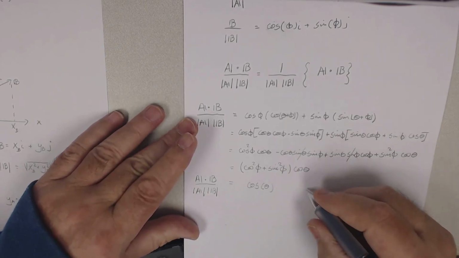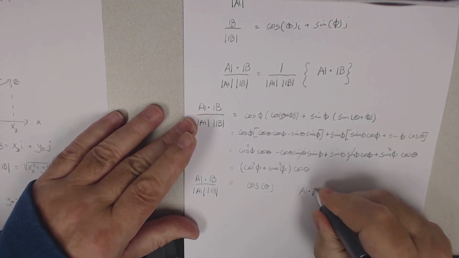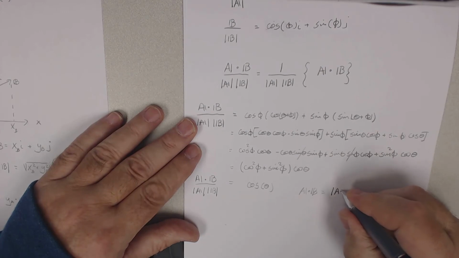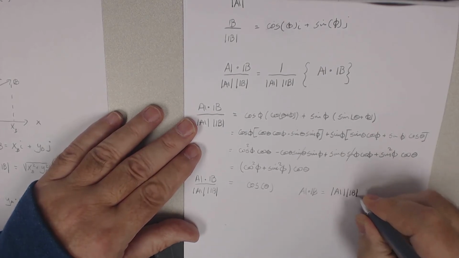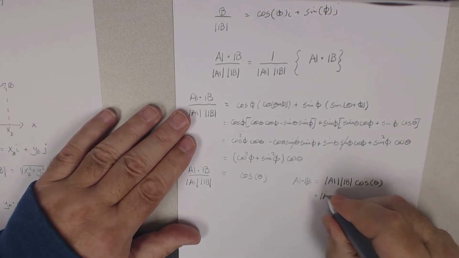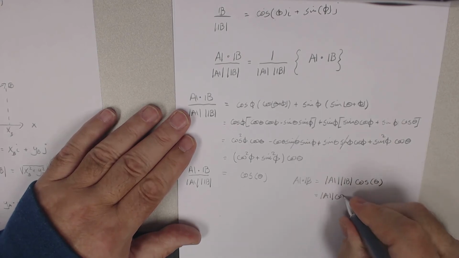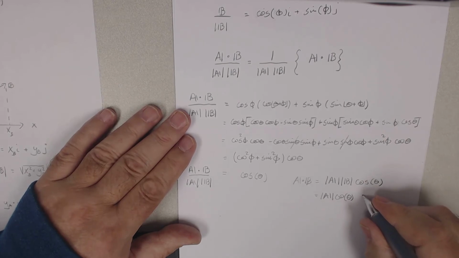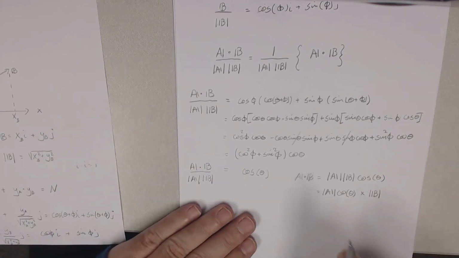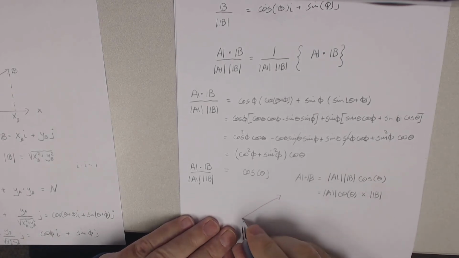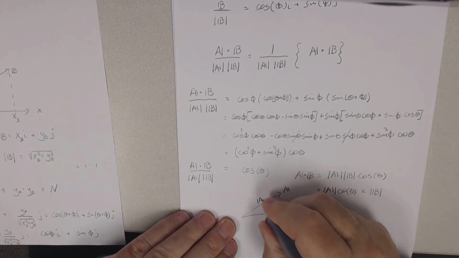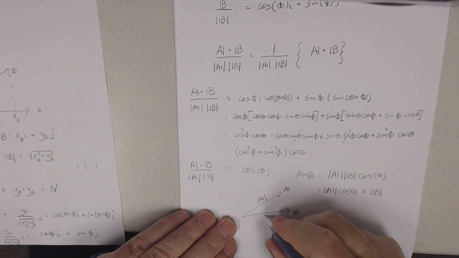then if we multiply this out, we have A dot B is really the magnitude of A times the magnitude of B times the cosine of theta, or it's equal to the magnitude of A cos theta times the magnitude of B. Now if we look at the vectors A and B, we have the magnitude of A and we have the magnitude of B.